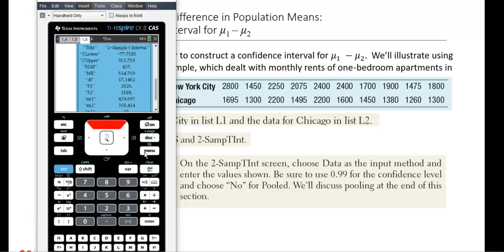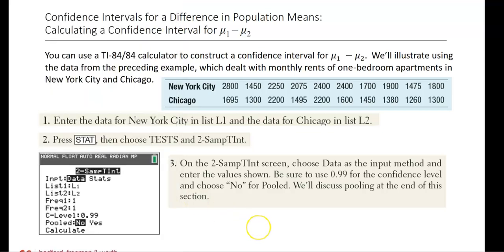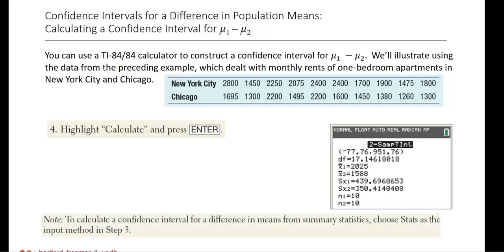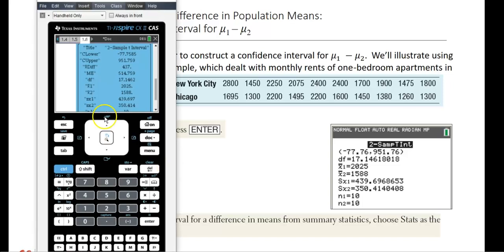So lower and upper, negative 77.7 to 951. Wow, that's not what I expected there. Let me see if they came up with the same. Yeah, that's what we got, right? I think that matches exactly. X1, 2025, yeah. Standard deviation is 430. Yeah, everything is the same. Okay, so we did it correctly.